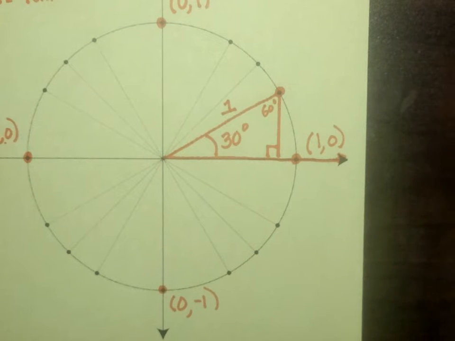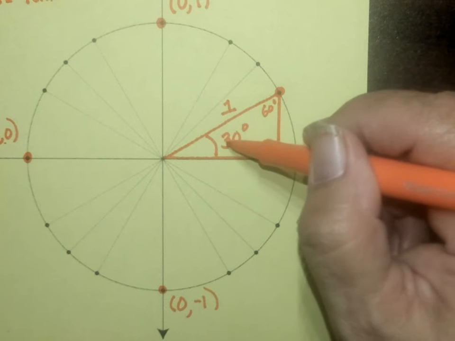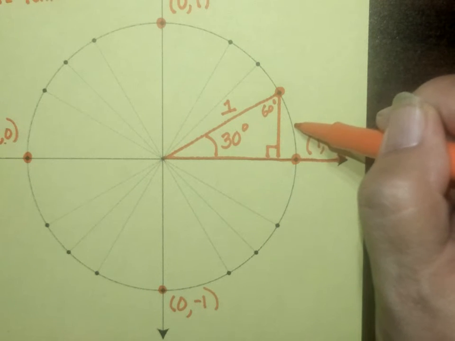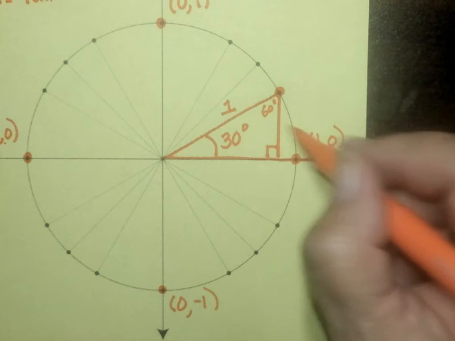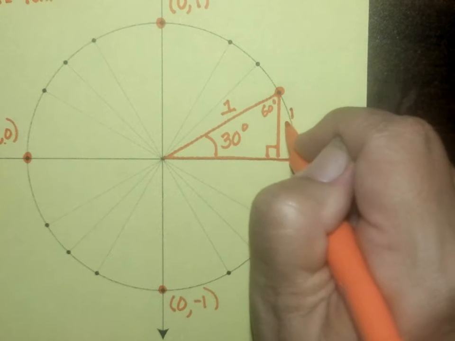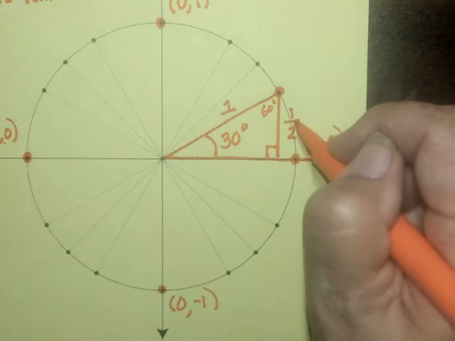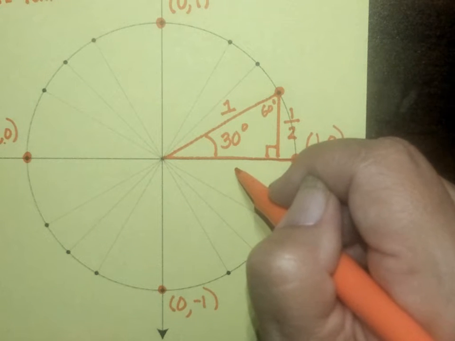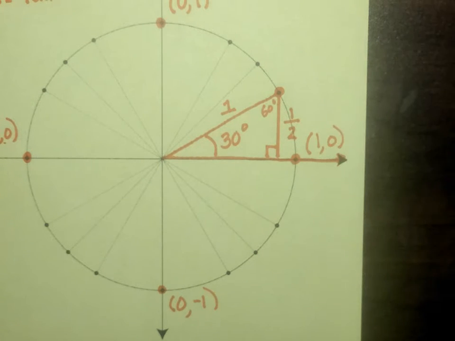Alright, so 30, 60, 90 triangles. If you know the hypotenuse, how do you get to the short leg? Divide it by 2. So wouldn't this short leg be 1/2? And then if you know the short leg, how do you get to the long leg? You multiply by the square root of 3.